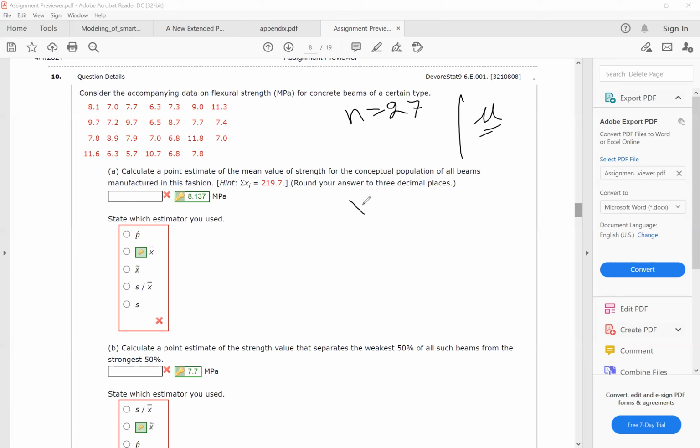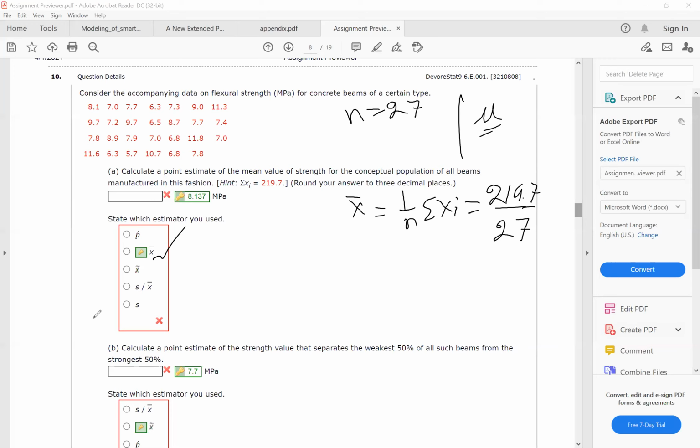So you are basically asked to calculate x bar, and x bar is 1 over n times the sum of xi. The sum of xi is 219.7 and n is 27, so this is 8.137. State which estimator you used: we used x bar here. Usually we use x bar as a point estimate for the mean.